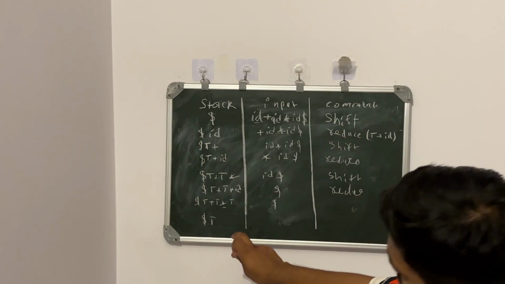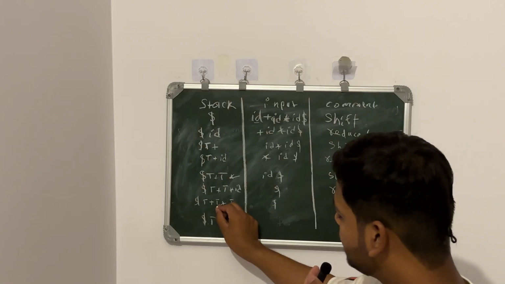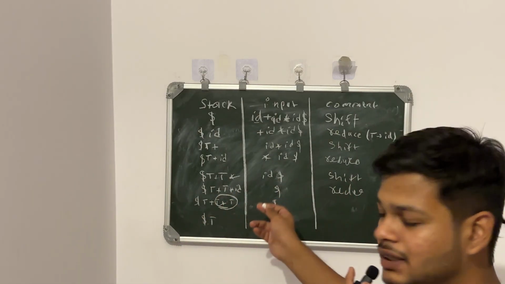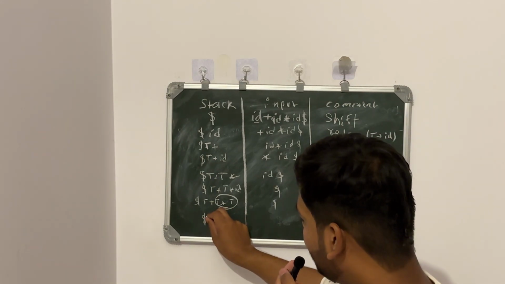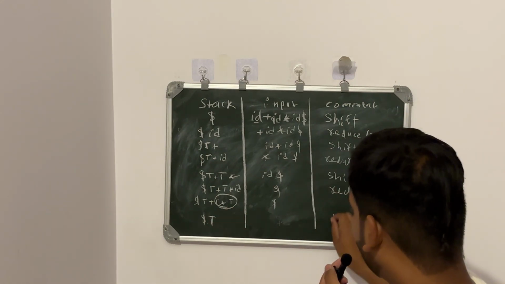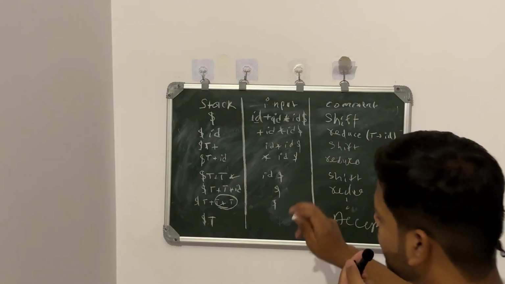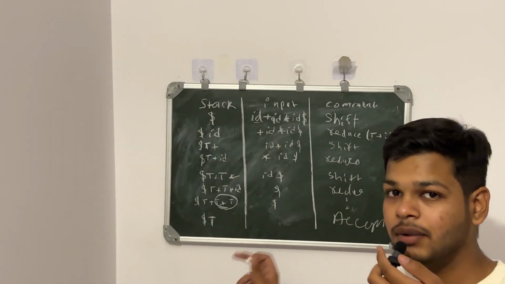And when you get the result dollar T, because you will reduce this first, you will reduce this T star T to T, because T is the handle of this. You will get the final result, and you will here write accept. In this way you can do the operator table.